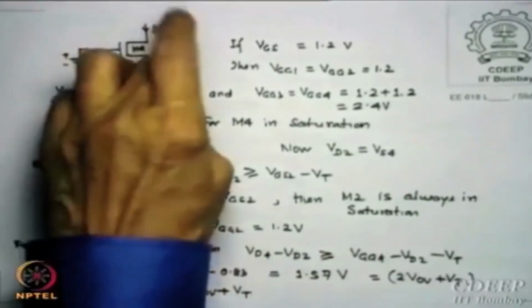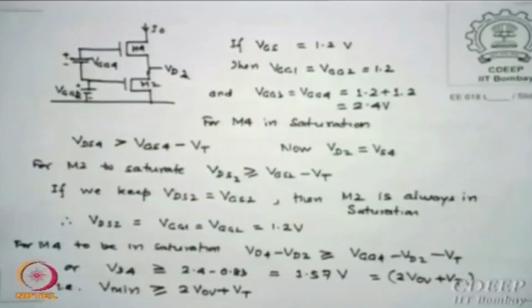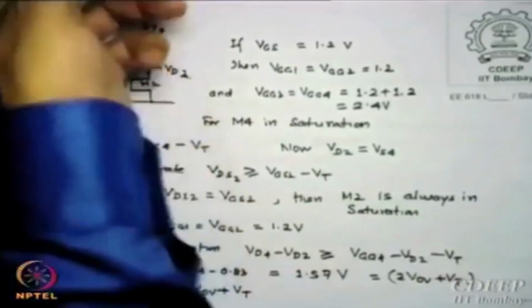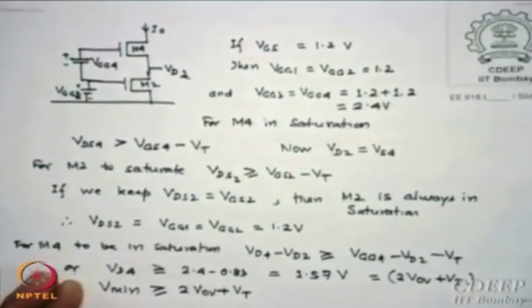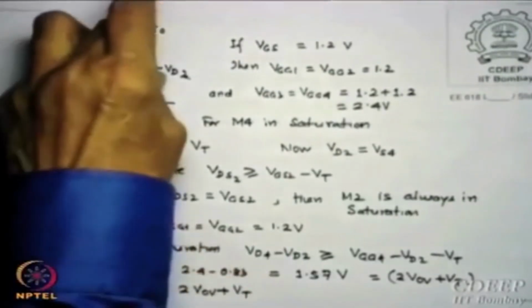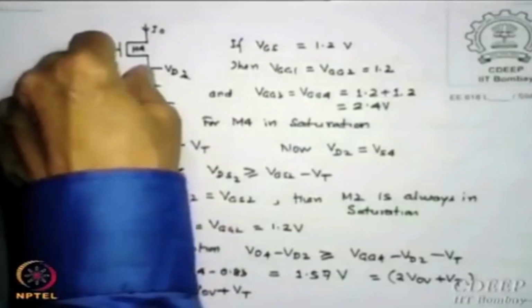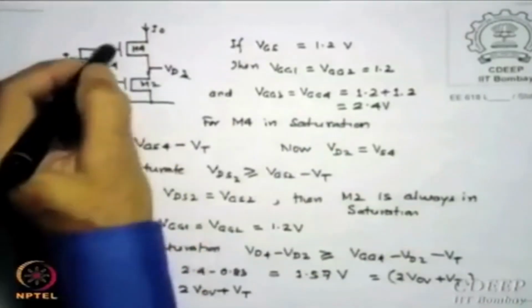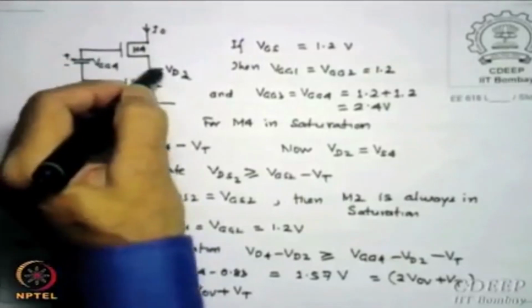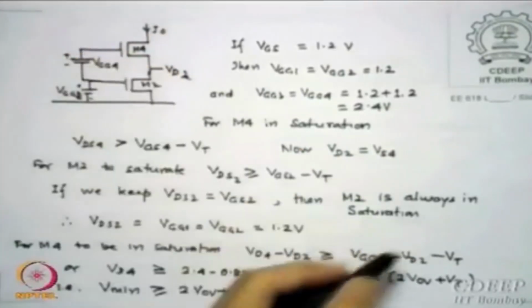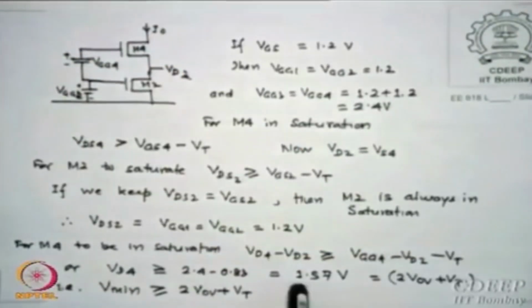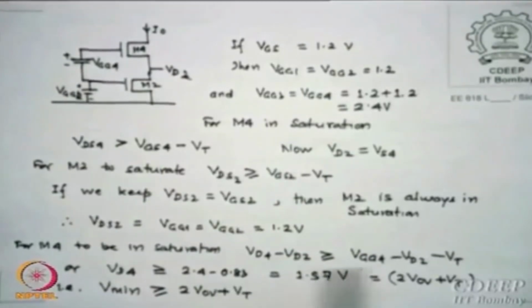I am actually interested to know what this value is. Just a minute, because I want to see that the upper value should also saturate the upper transistor. So I am trying to see both together. For M4 to be in saturation, VD4 minus VD2 should be greater than VGG4 minus VD2 minus VT. That is, VGG4 minus VD2 is VGS, and VGS minus VT is the overdrive, and VD4 minus VD2 is VDS for this. This condition gives, substituting the values, 2.4 minus 0.83, around 1.57, so it is 2 VOV plus VT.